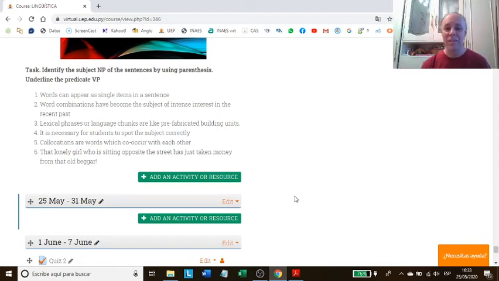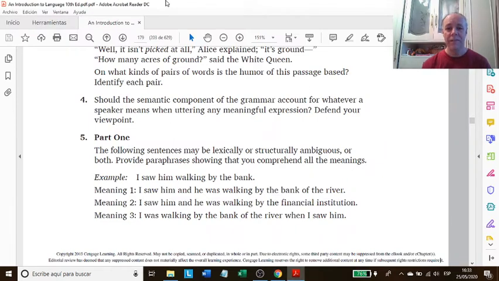One of the main topics of semantics is ambiguity. Here is your textbook, An Introduction to Language. Look here, An Introduction to Language, 10th edition PDF version. Okay, and this is page 179. There are practice exercises on semantics, and this is practice exercise number 5. Part 1, it says, the following sentences may be lexically or structurally ambiguous, or both. Provide paraphrases showing that you comprehend all the meanings.